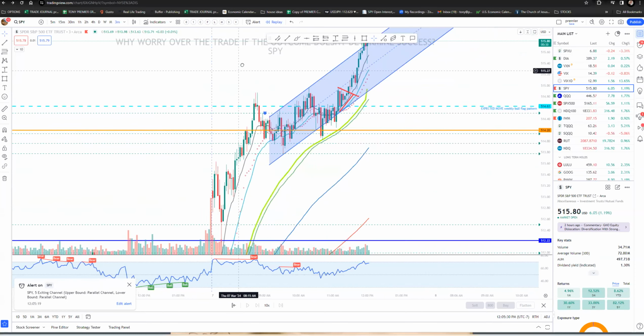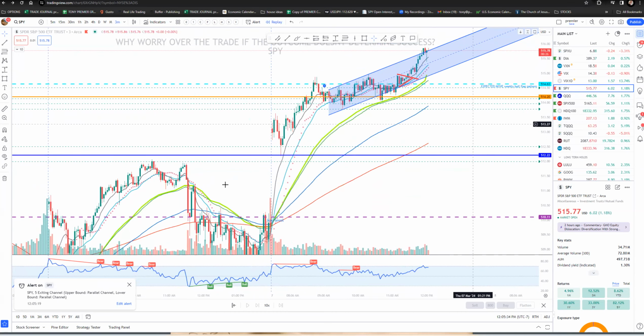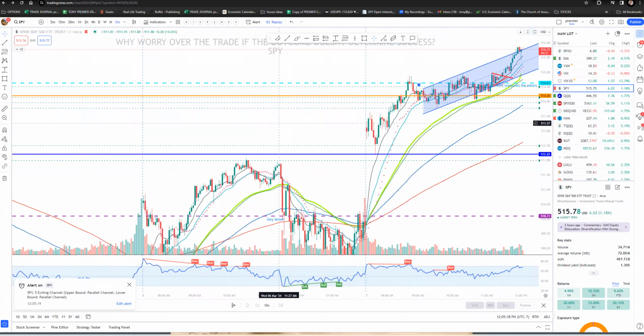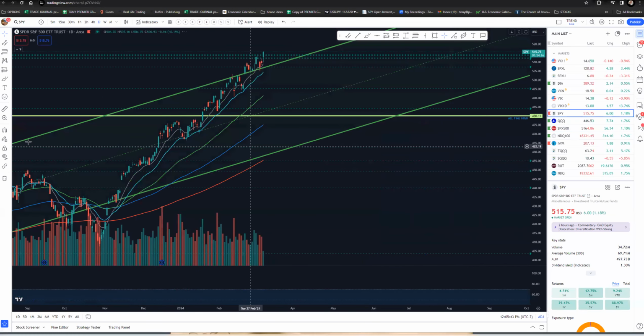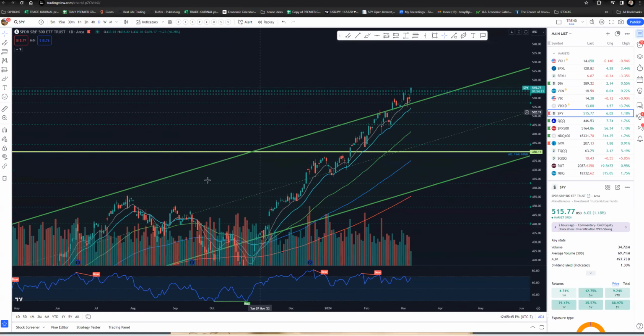Let's see here. Trying to figure out which one to use. There is one right there, but that's a little bit more difficult. Let's go with this one. I'm sorry I'm not more prepared on this. Let's do it on this one, where it's not quite as busy.